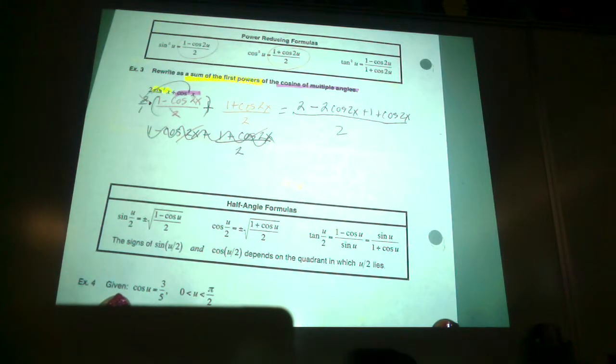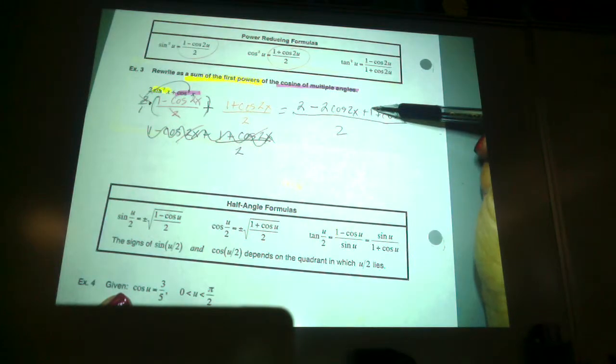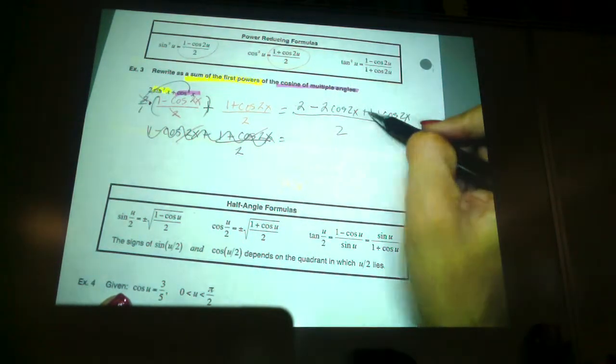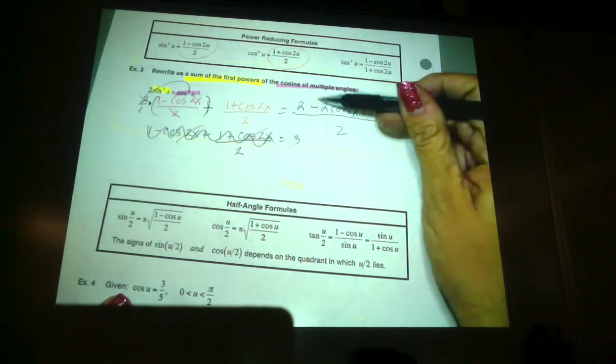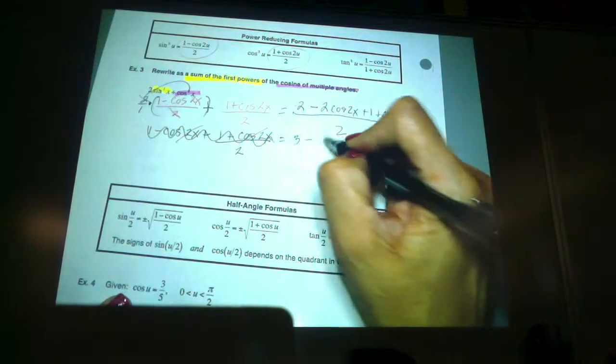Now look at your numerator. I've got 2 plus 1, like terms, right? 2 plus 1 is 3. And these are like terms. I've got minus 2 of these, but plus 1 of those. So what does that give you? Negative cosine of the double angle over 2.